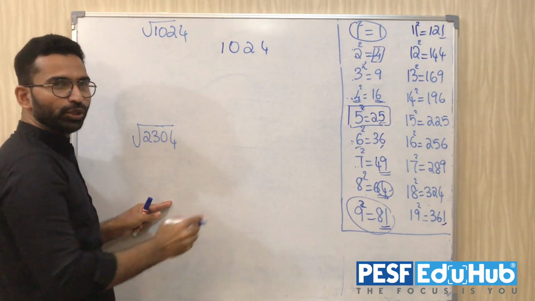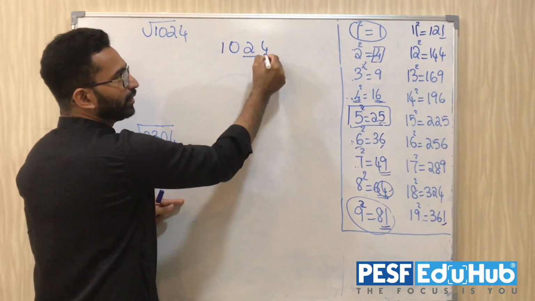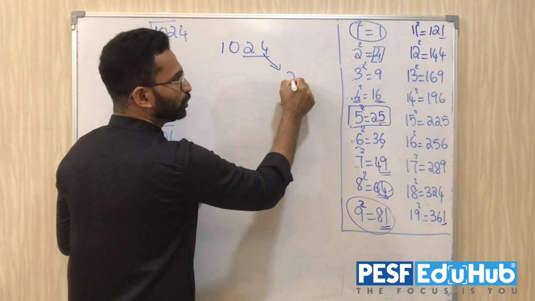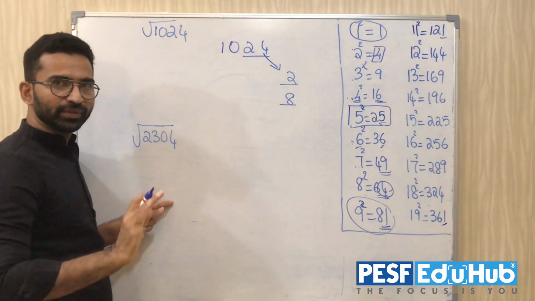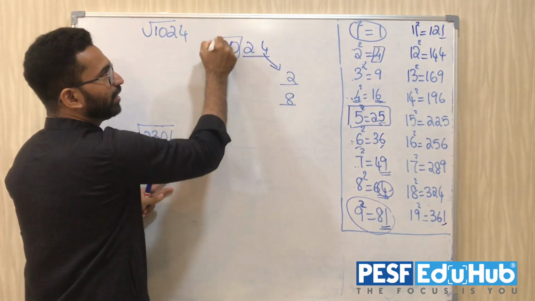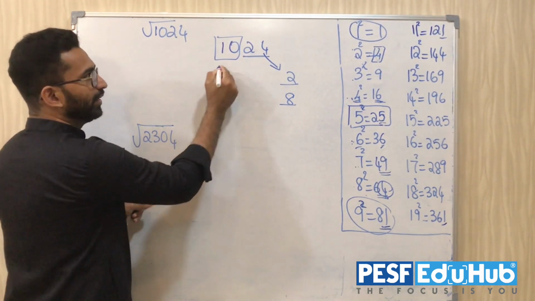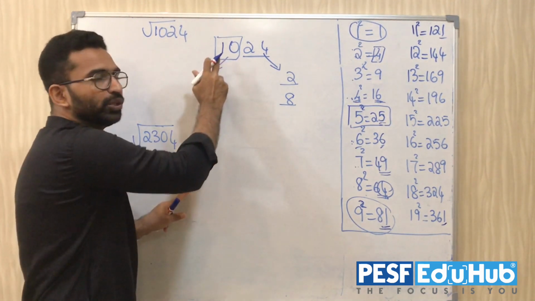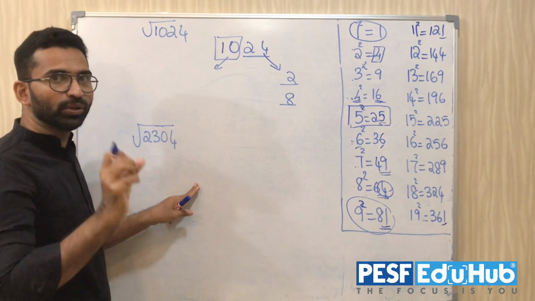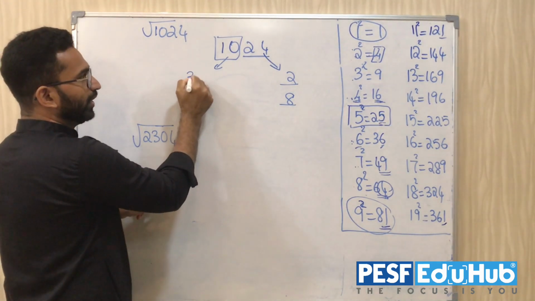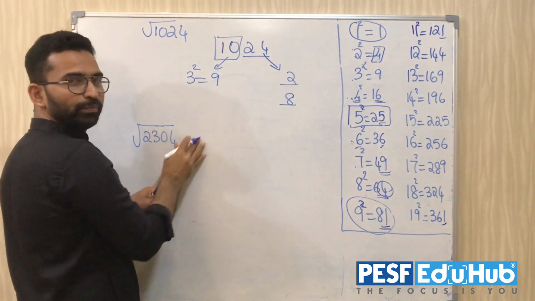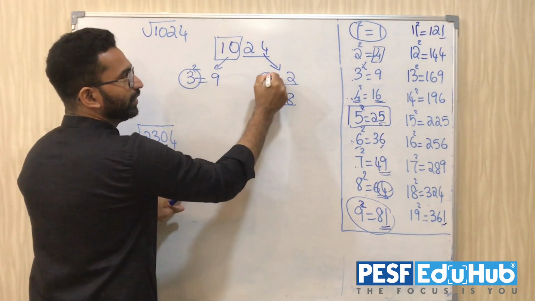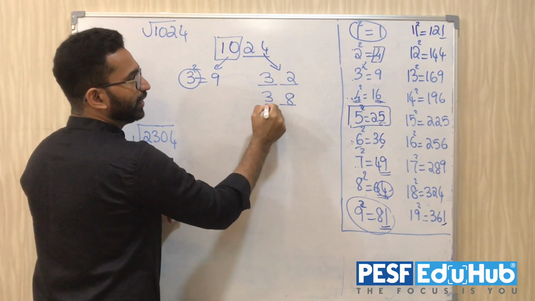As I told you, make a pair 24. The last digit is 4. It means your answer will be either ending with 2 or 8. That's over. And what are the other two digits? It is 10 here. 10 means what is the perfect square value which is closer to 10? That value is 9, because 3 square equals 9. So your answer will be either 32 or 38.